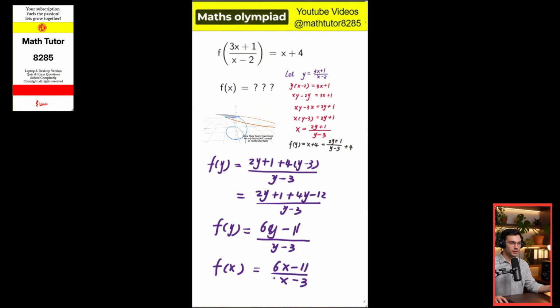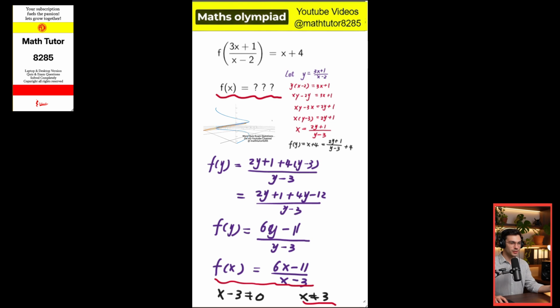Next step, domain discussion. Because the denominator x minus 3 cannot be 0, we must exclude x equals 3 from the domain. Thus, the domain of f is all real numbers except x equals 3. Also, note that in the original substitution, y equals the fraction of 3x plus 1 over x minus 2. X cannot equal 2, but that restriction applies to the input variable of f, not to f of x itself.